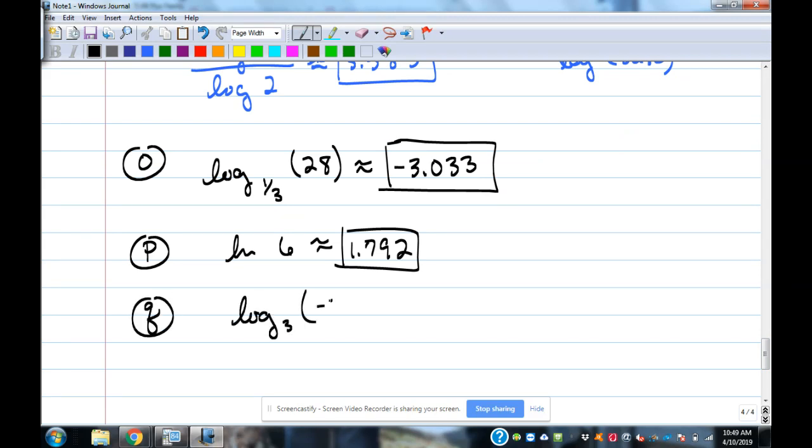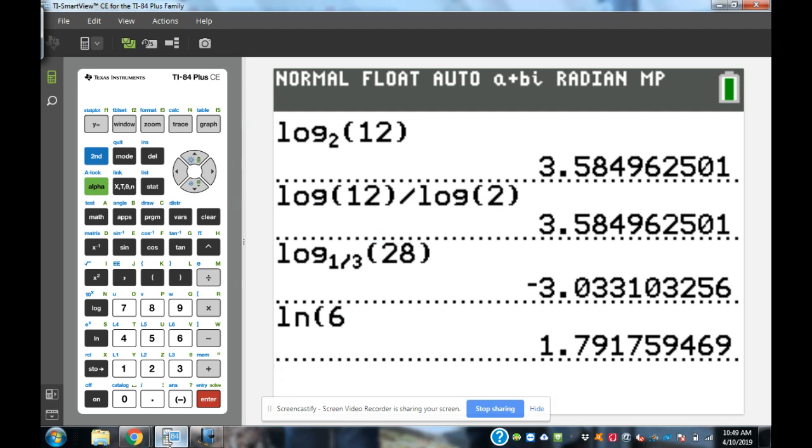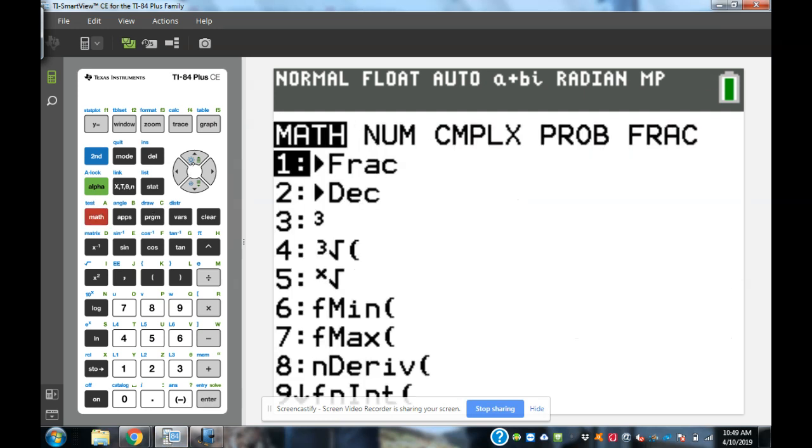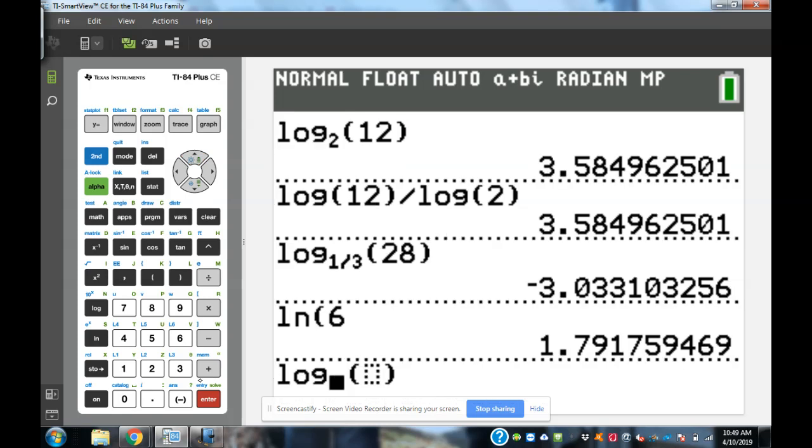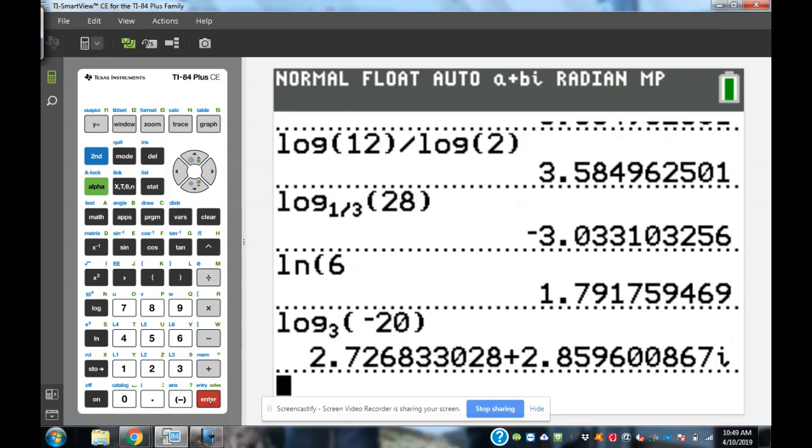Log base 3 of negative 20. I'm going to pretend I don't know something, so I'm going to go ahead and try to work that. Log base 3 of negative 20. What am I getting there? Yours may not have done that. It depends on what mode your calculator's in. If you get an error, then you understand that it's probably a non-real answer. Is that what it says? Non-real answer.